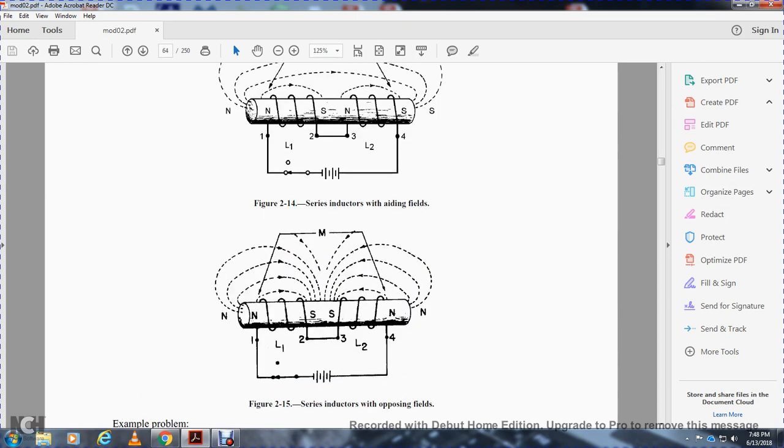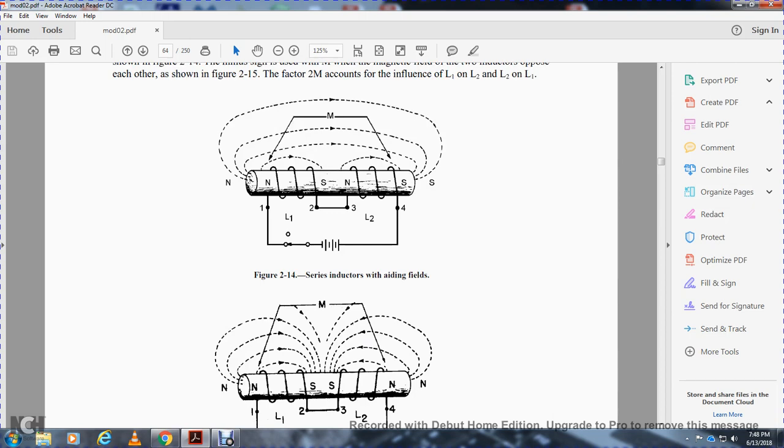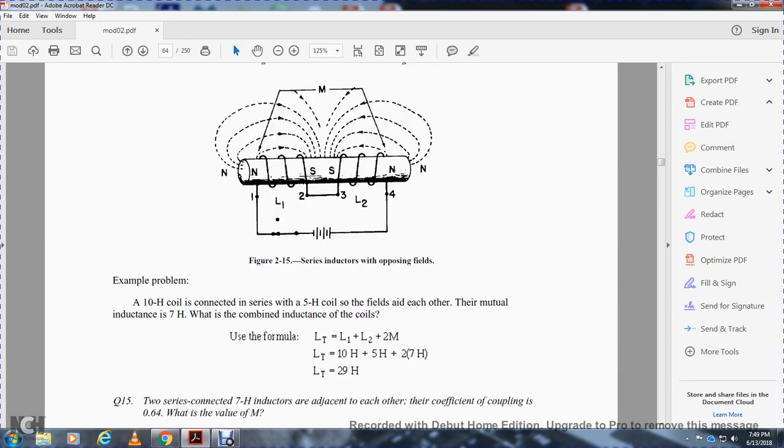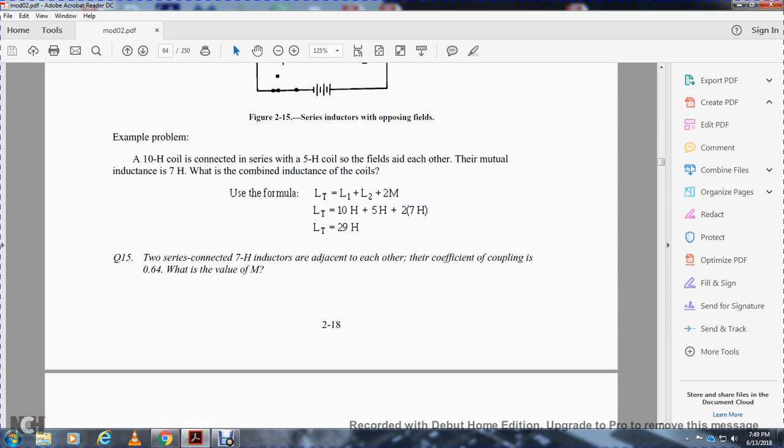So you have a series inductor with adding fields, and a series inductor with opposing fields. Example: a 10 henry coil is in series with a 5 henry coil, and the fields aid each other. The mutual inductance is 7 henries. What is the combined inductance of the coils? The total inductance is 10 plus 5 henries, plus 2 times 7 henries for the mutual inductance, which gives you 29 henries.